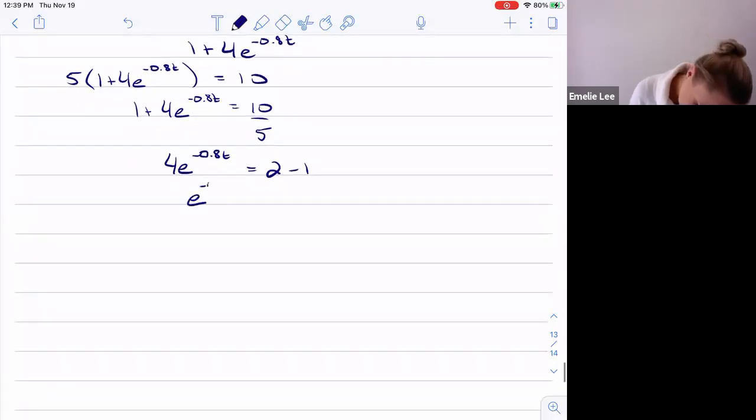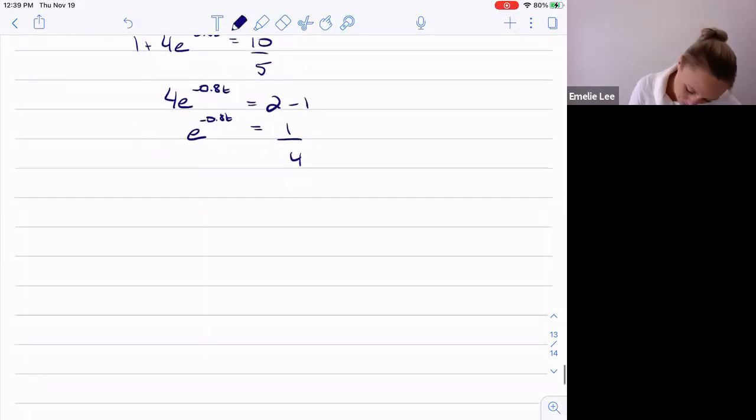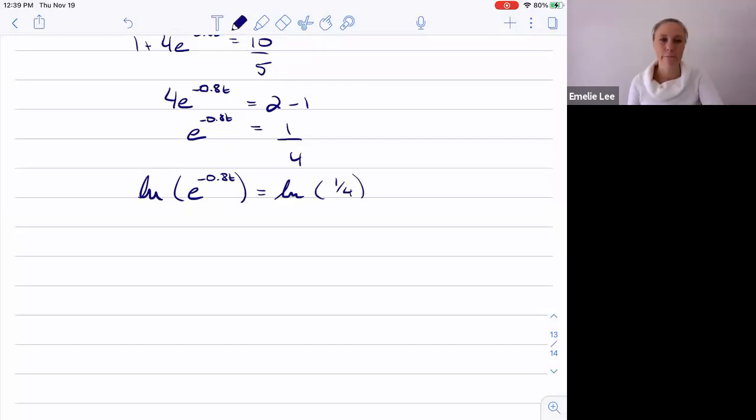And so I get e to the negative 0.8t must be 1 divided by 4. 2 minus 1 is 1, and then I divide by 4. So just kind of doing a couple of things at the same time. To bring this power downstairs, I'm going to take the natural log. Also, because I'm taking the natural log of e, it's going to go to 1, which is really nice. So I'm going to take the natural log of e to the negative 0.8t, which is the natural log of 1 over 4, which you could rewrite as the negative log of 4, but I'm not going to do that.